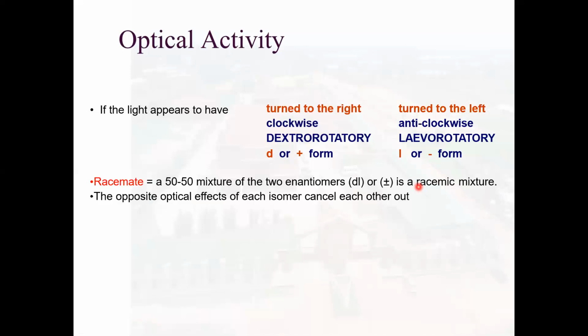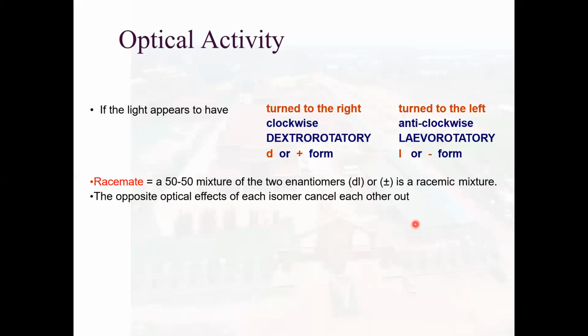But sometimes we have cases where we have a racemate. When do we have a racemate? A racemate is when we have a 50-50 mixture of the 2 enantiomers, that is the dextro and the levo, or the plus and the minus. We call that a racemic mixture. Such a compound is called a racemate.